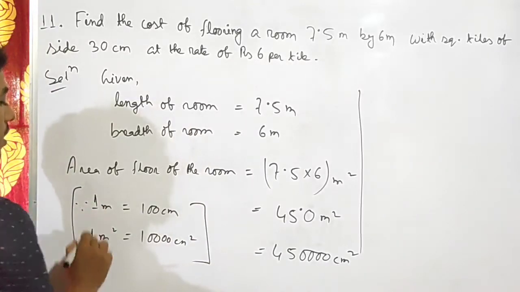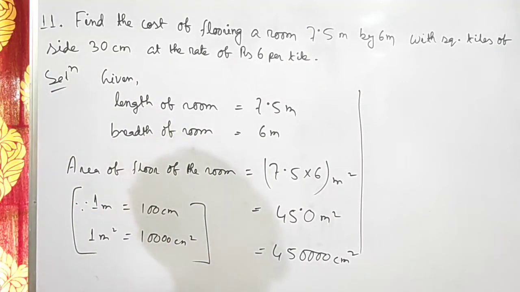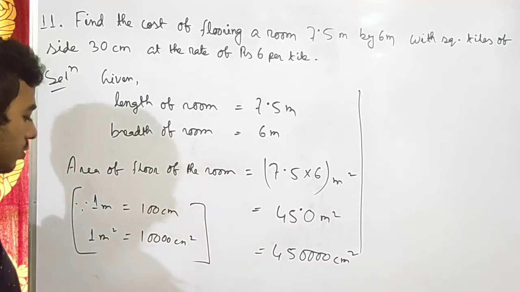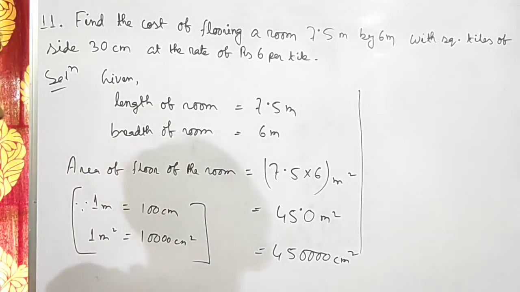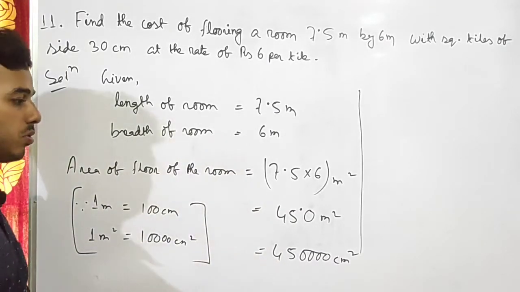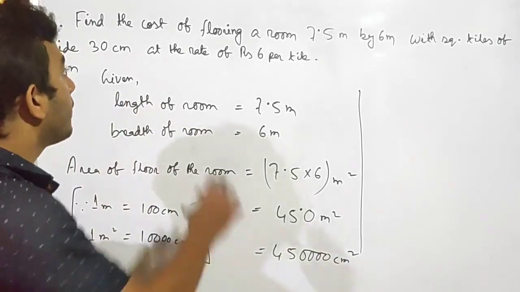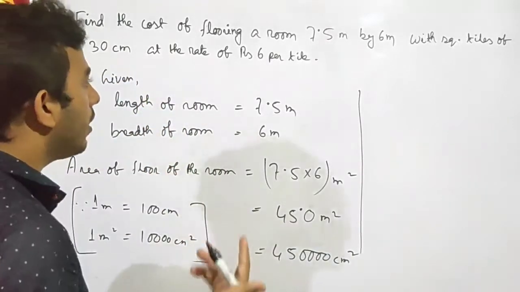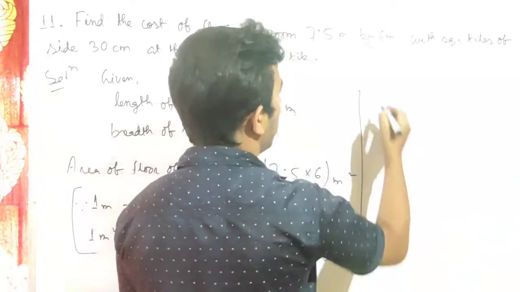In brackets you can write like this: since 1 meter equals 100 centimeter, therefore 1 meter square equals 10,000 centimeter square. Clear? So now let's find out the area of the tile, look.